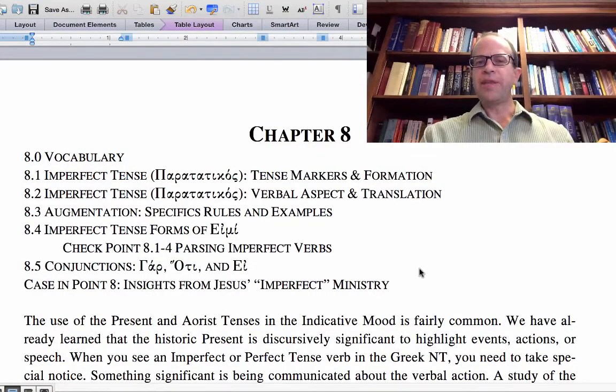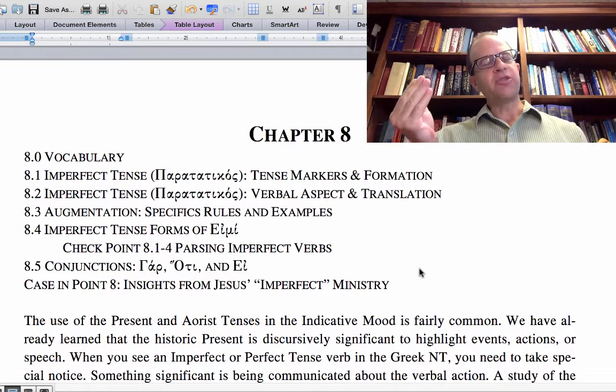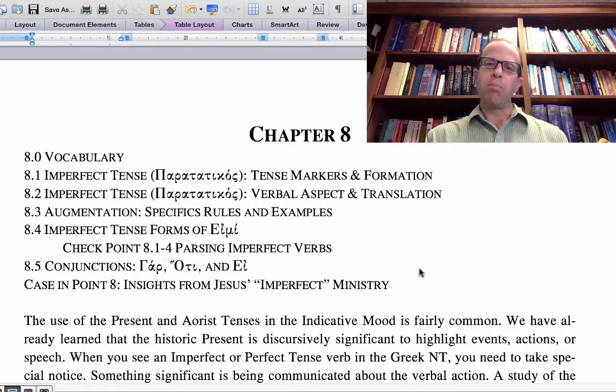I'd like to welcome you to Koine Greek Grammar. We're looking at Chapter 8. Here we're going to be looking at the imperfect tense, how it's formed, and what its significance is. We'll look particularly at augmentation, which is an epsilon added to the front of the verb stem to help mark the imperfect tense and indicate remoteness or past time. We'll then look at the imperfect forms of eimi, and conclude by looking at important conjunctions, gar, hoti, and e.